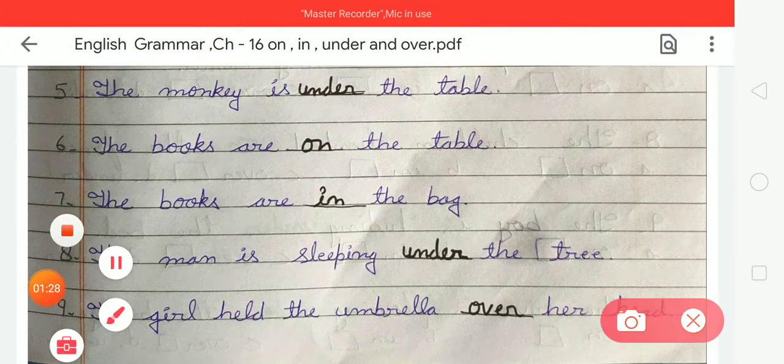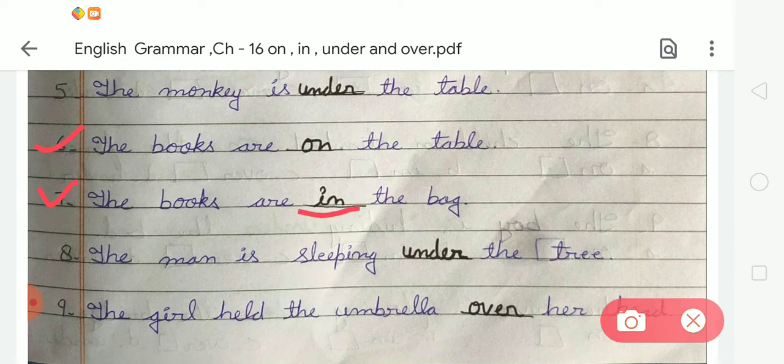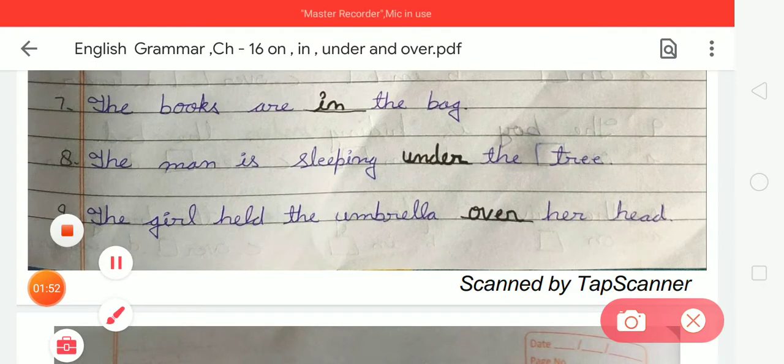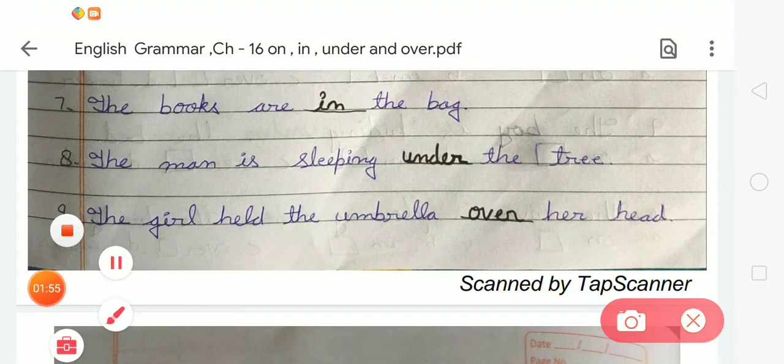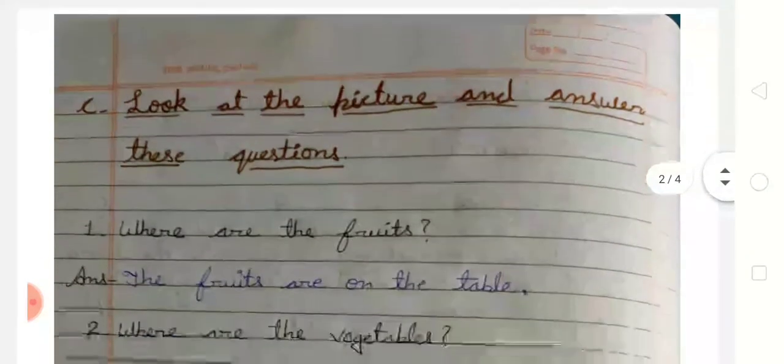After that, next, number 6. In number 6, the books are dash the table. So students, we have to write on. In number 7, the books are dash the bag. So we have to write in. Number 8, the man is sleeping under the tree. We have to use the word under. After that, number 9, the girl held the umbrella dash her head. So we have to use the word over, O-V-E-R, over. Okay, students, now come to the next.